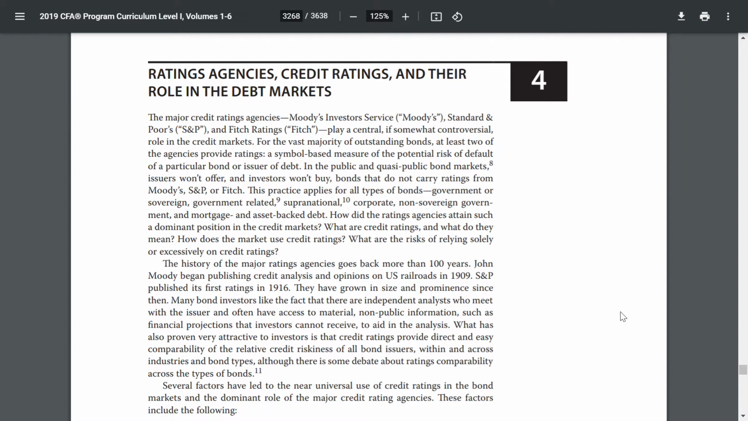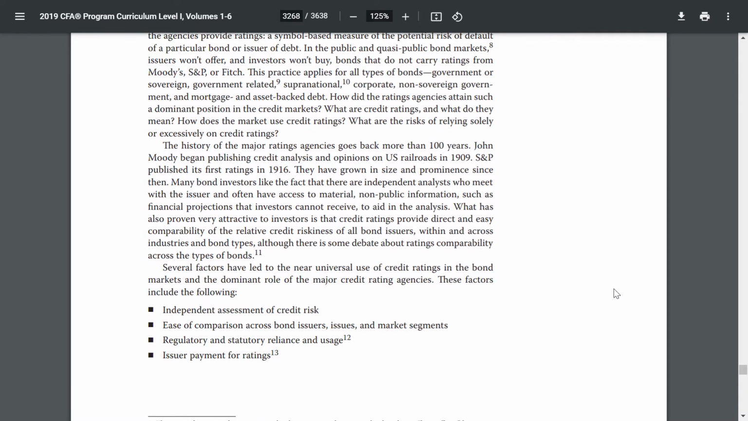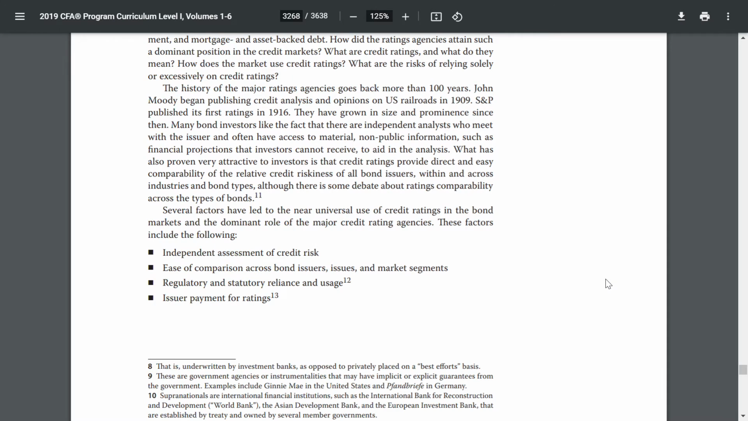How did the rating agencies attain such a dominant position in credit markets? What are credit ratings and what do they mean? How does the credit, that's where we're going. The history of the major rating agencies goes back more than 100 years. John Moody began publishing credit analysis and opinions on U.S. railroads in 1909. S&P published its first in 1916, and they have grown in size and prominence since then.